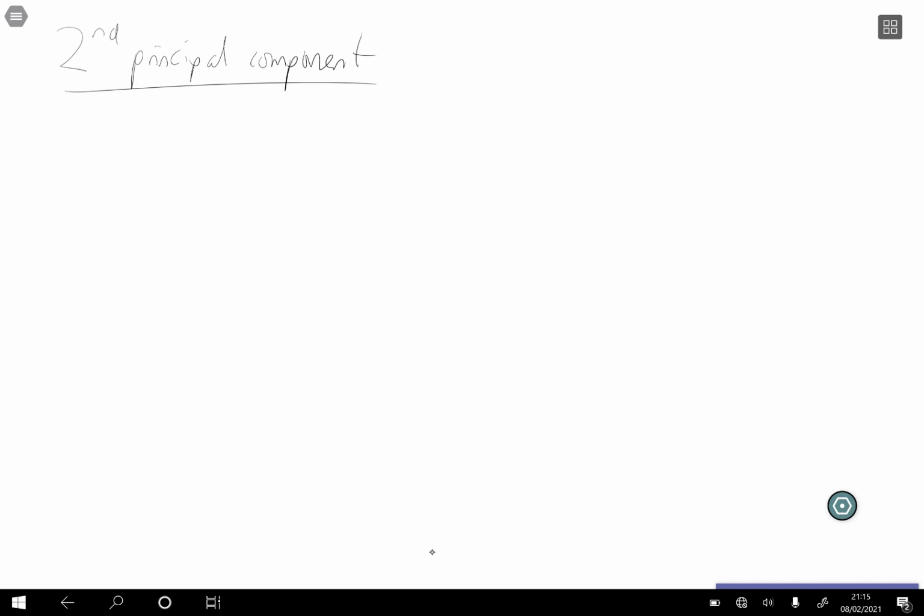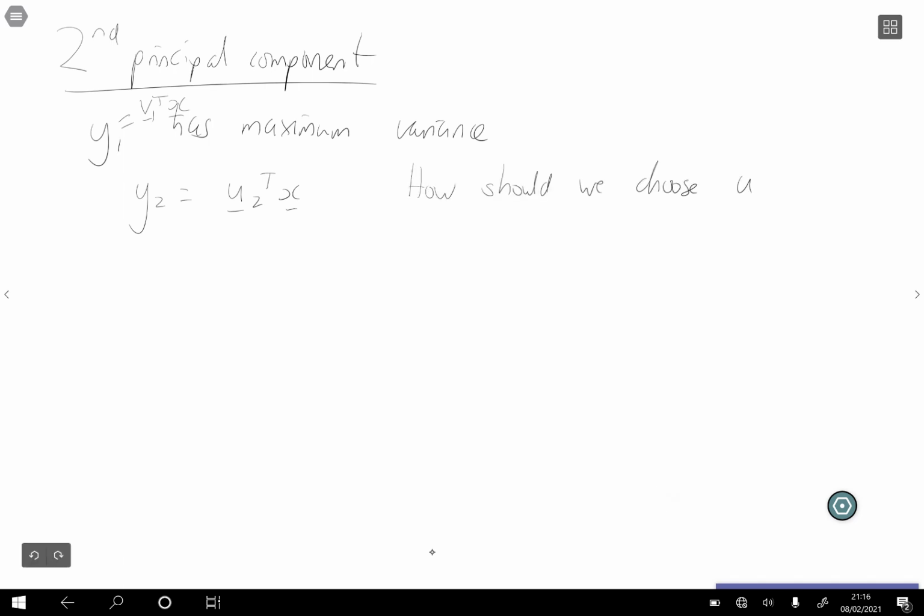Now we want to consider the second principal component and later principal components. We know that y1 has maximum variance. What should we choose to be our next variable? We're going to let y2 be of the form u2 transposed x. Remember, y1 was v1, the eigenvector of S, times x. So what vector should we choose for the second component? How should we choose u2?